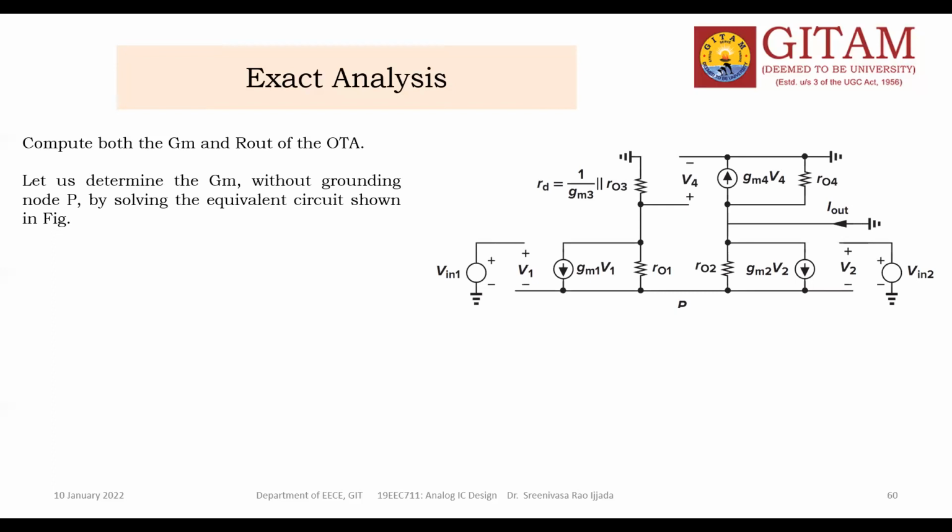This is the 5 transistor OTA equivalent circuit. This is the M1, this is the M2 transistor. This is the M3, this is the M4 transistor. M5 is there, that is open. So let us determine the GM without grounding the node P, solving the equivalent circuit shown in the picture.